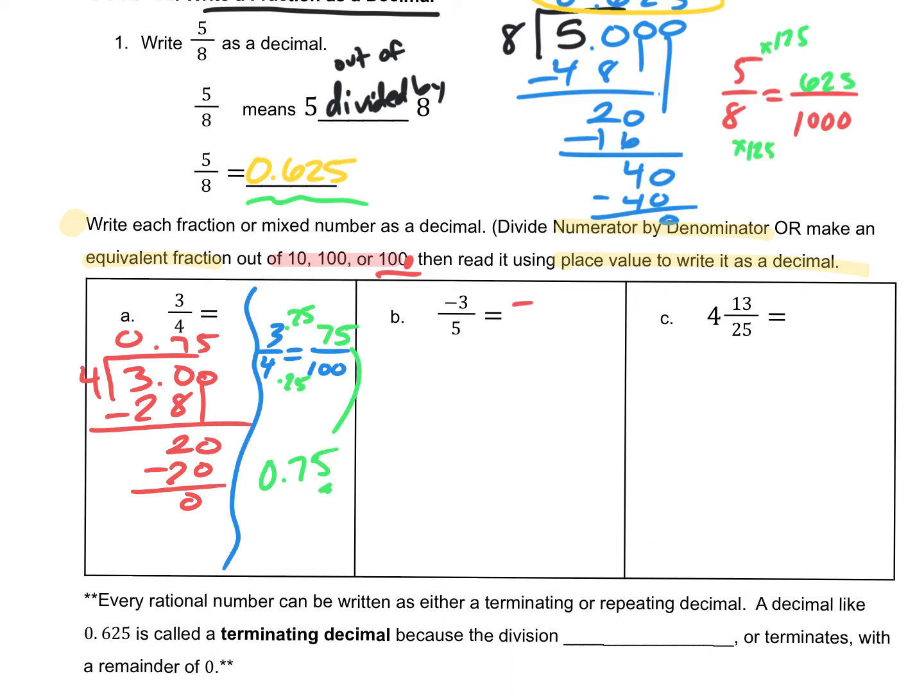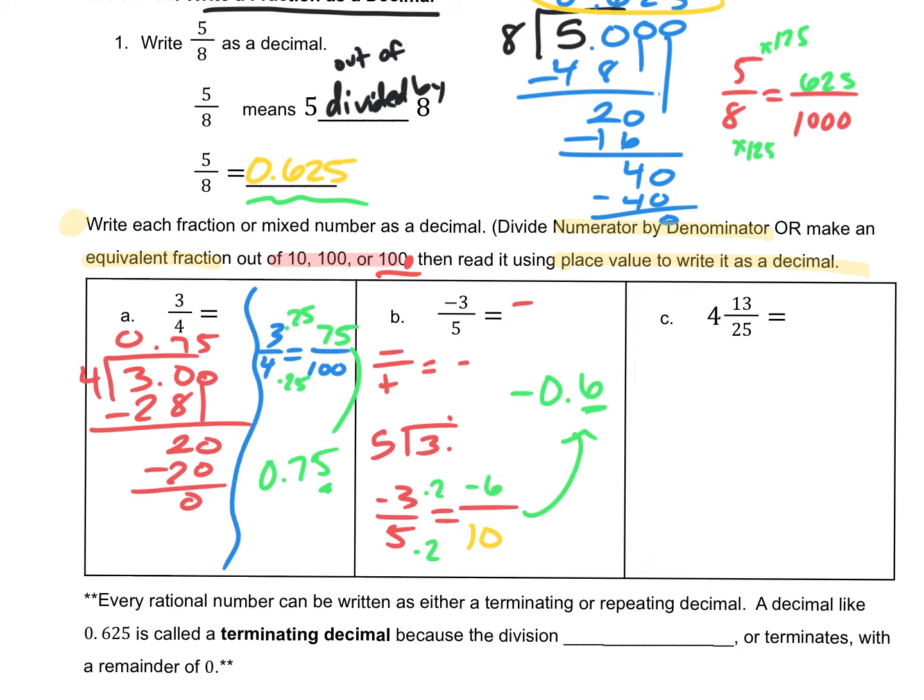When you have a negative, you just know that your answer will be negative, and you treat it as normal. So again, I know that this is a negative over a positive, so my answer is going to be negative. I could do 3 divided by 5 and use my decimals, or I have negative 3 over 5, and an equivalent fraction, if I want to get the denominator to be 10, would be multiplying by 2. Negative 3 times 2 is negative 6. I read this as negative 6/10. So 2 options.